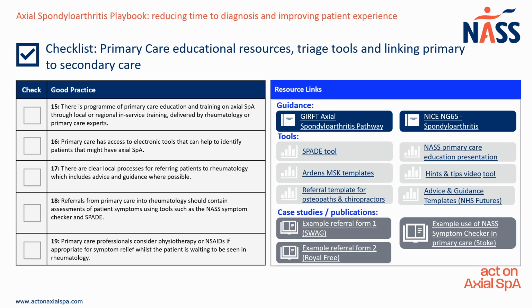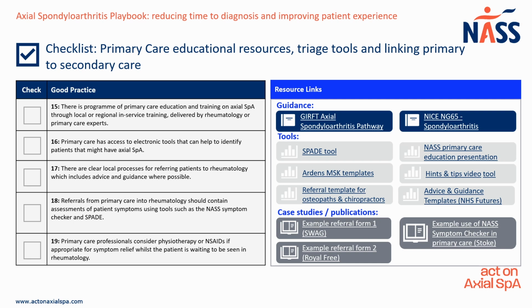That primary care has access to electronic tools that can help to identify patients that might have Axial SpA. That there are clear local processes for referring patients to rheumatology, which includes advice and guidance where possible. And that referrals from primary care into rheumatology should contain assessments of patient symptoms using tools such as the NAS symptom checker and the SpA tool.